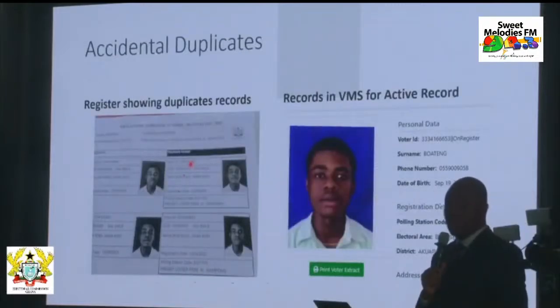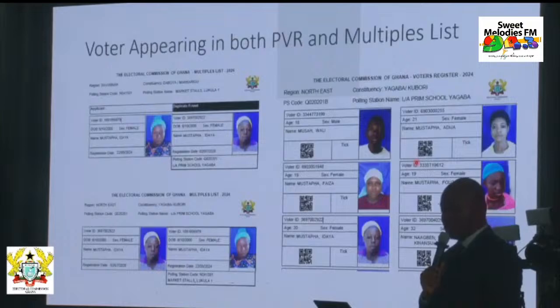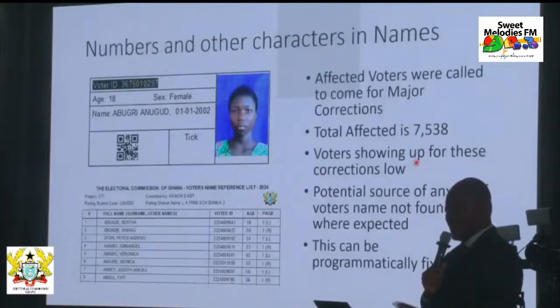Accidental duplicates I've already mentioned, so we had quite a number of them as well, which were fixed. If you look here in our system, this is the active record of the person. So the person was moved off the multiples list and put onto the actual list. I've already said that we had issues of people who were appearing both on the provisional voter register and on the multiples list, when in actual fact they should be on the multiples list. And so that has been rectified as well. Last but not the least is errors in the names of individuals.